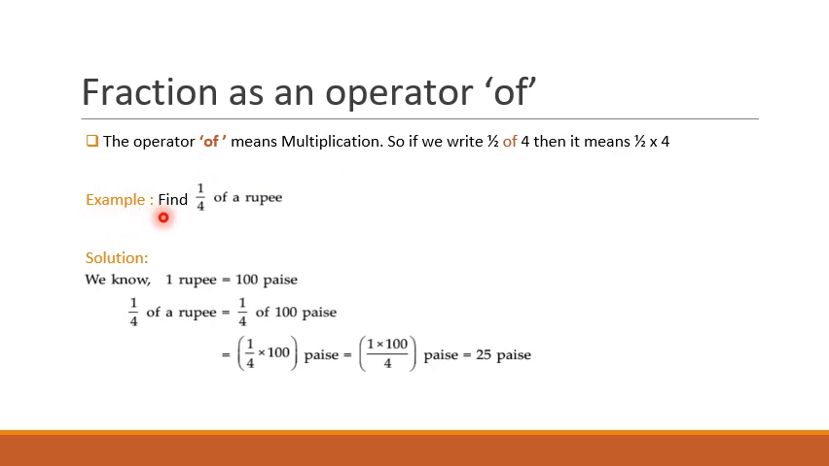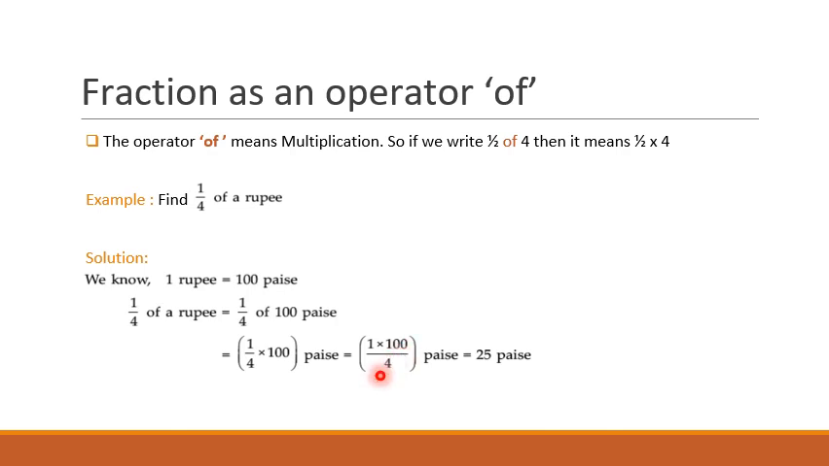Example. Find 1 by 4 of a rupee. Now we all know that 1 rupee is equal to 100 paise. So when I say 1/4 of a rupee, it means 1/4 of 100 paise. Now this of operator means multiplication. So I write here 1 by 4 into 100. Now multiply numerator to numerator and denominator to denominator. I'll get 1 into 100 upon 4.